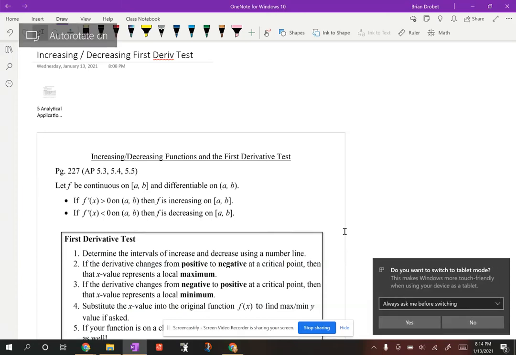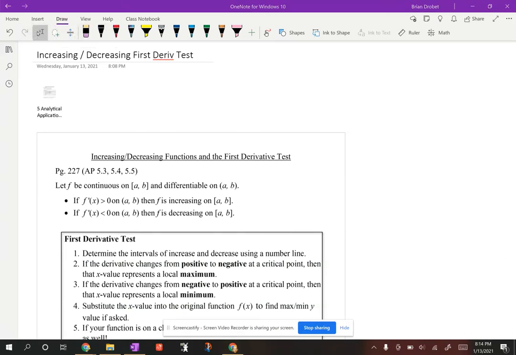Increasing and decreasing on functions, and the first derivative test. All right, so let's assume f is a continuous function on a closed interval and differentiable on an open interval from a to b. If f prime is greater than 0 on the open interval, then we say f is increasing on the closed interval.